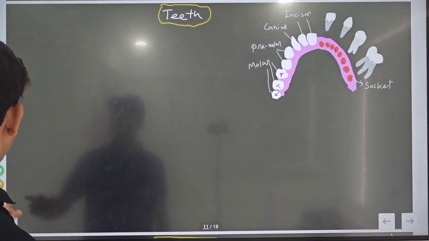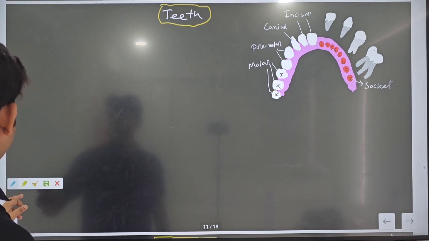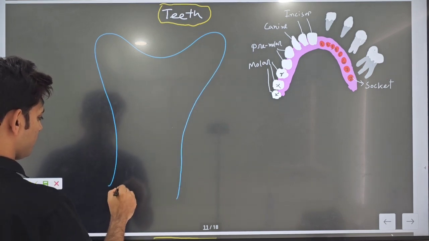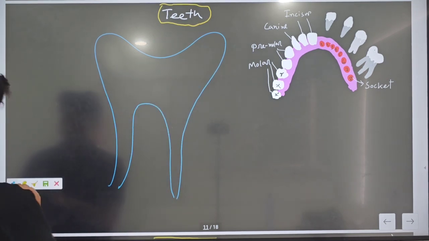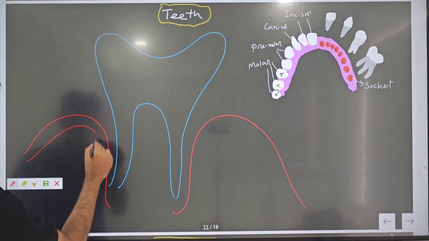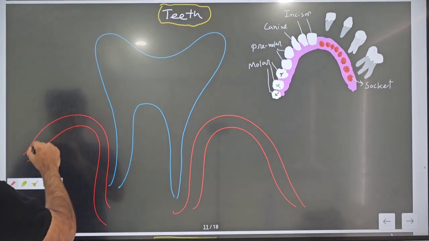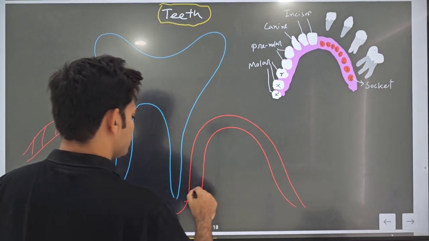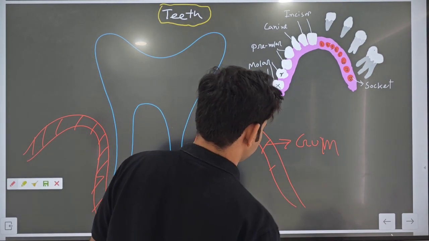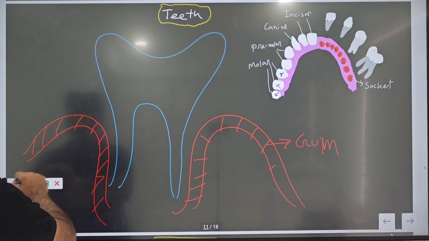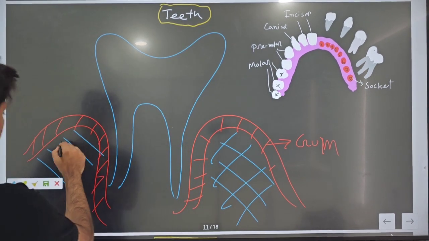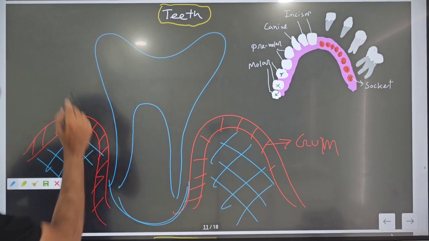Okay, one more thing about our teeth: the layers of our teeth. So jaw bones are lined by gingiva or gum. This is the jaw bone. This is the jaw socket.